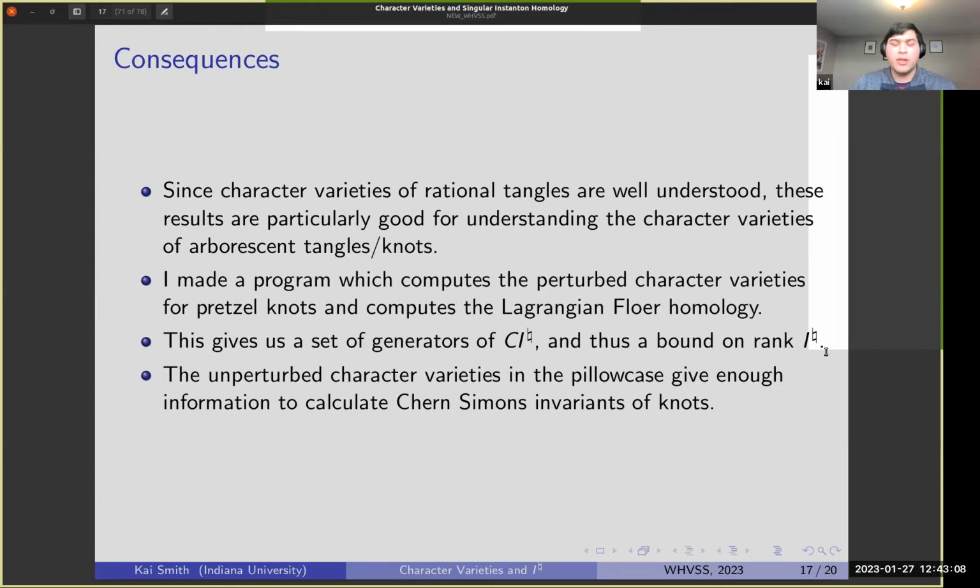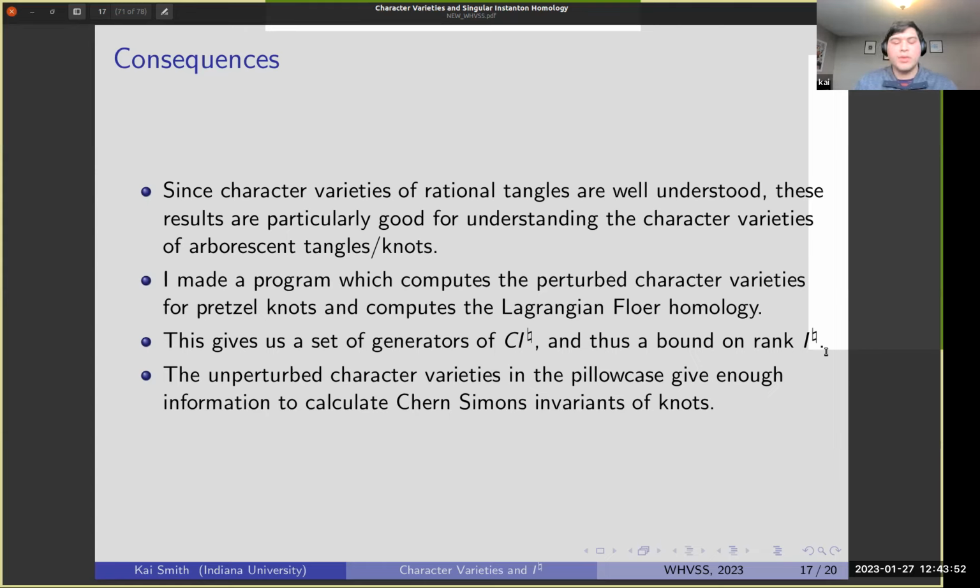Another useful thing we can do with these pictures is learn about Chern-Simons invariants of knots. The idea there is, by looking at the flat connections on the knot, like I described earlier in the construction of instanton homology, you might want to know what the image is of those flat connections under the Chern-Simons function. And my colleague at IU, Mark Ronenberg, has worked on a way to calculate these Chern-Simons invariants from this picture of two Lagrangians in the pillowcase.